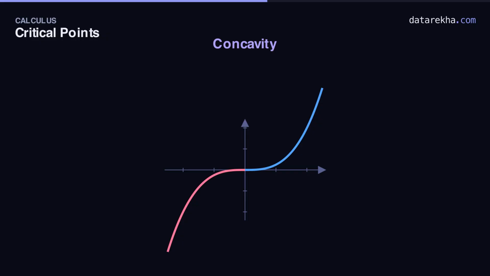Here's a curve that cups downward on the left, in rose, then upward on the right, in blue. Right where they meet, the bending reverses. At an inflection point, the second derivative is 0 and changes sign. The curve straightens for an instant, then curves the opposite way.